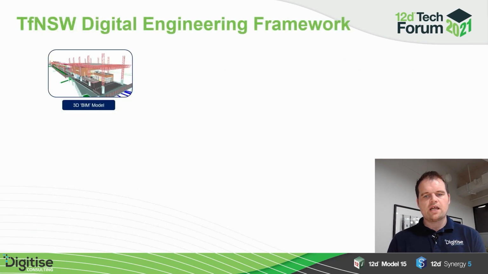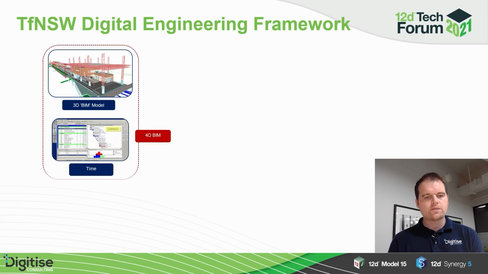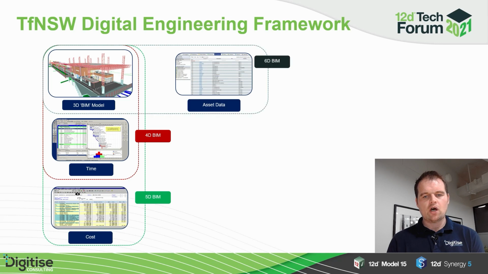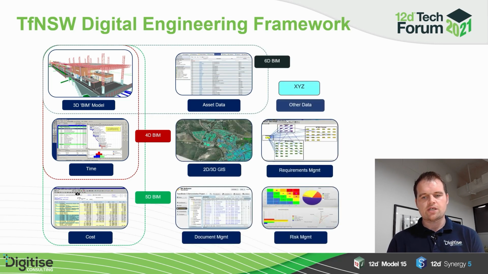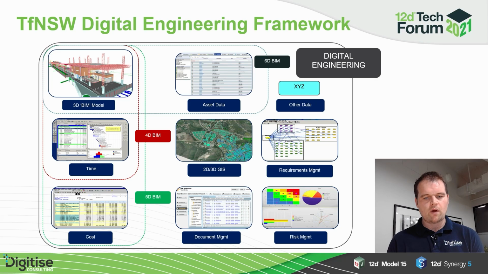Most of you believe digital engineering is only about the 3D BIM model, which is not correct. It is built up of much more. Once you start adding in time 4D, cost 5D, and asset data 6D, plus adding in other elements including GIS, document management, requirements management, risk management, and other data, we get a full picture of what digital engineering actually is. Digital engineering is described as a collaborative way of working using digital processes to enable more productive methods of planning, designing, constructing, operating, and maintaining all our assets.